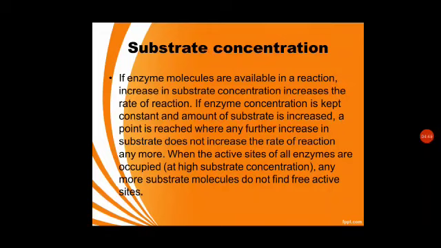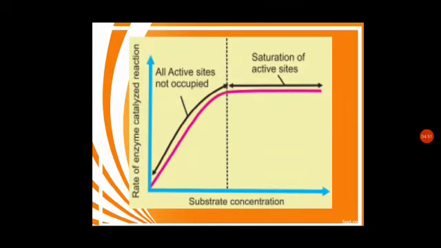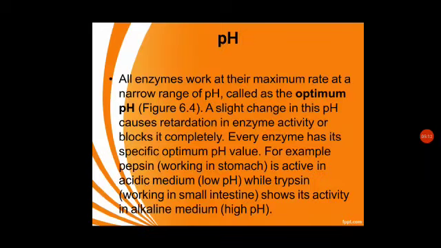So up to a specific level the reaction rate increases. Here in this diagram you can see that if we increase the substrate concentration up to a specific level, all the active sites of the enzyme become occupied, so a further increase in the rate is not possible. It becomes constant.